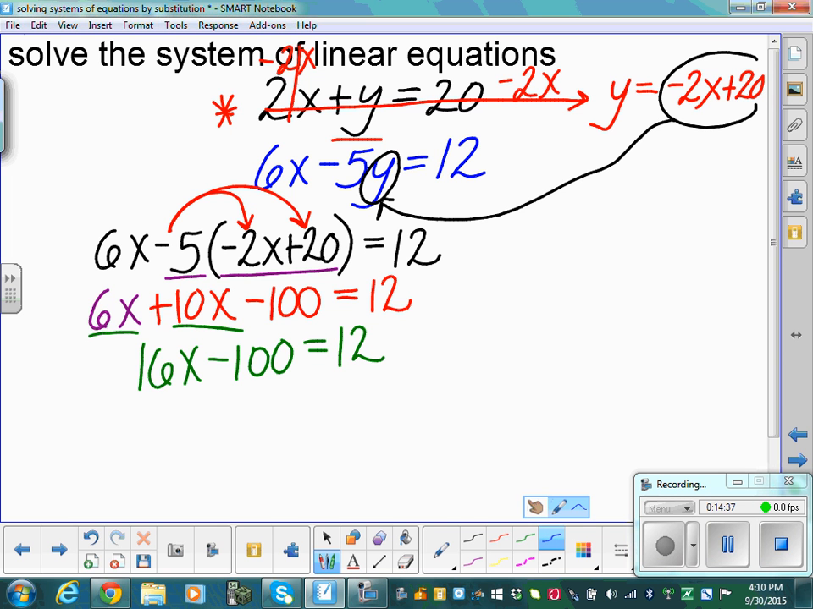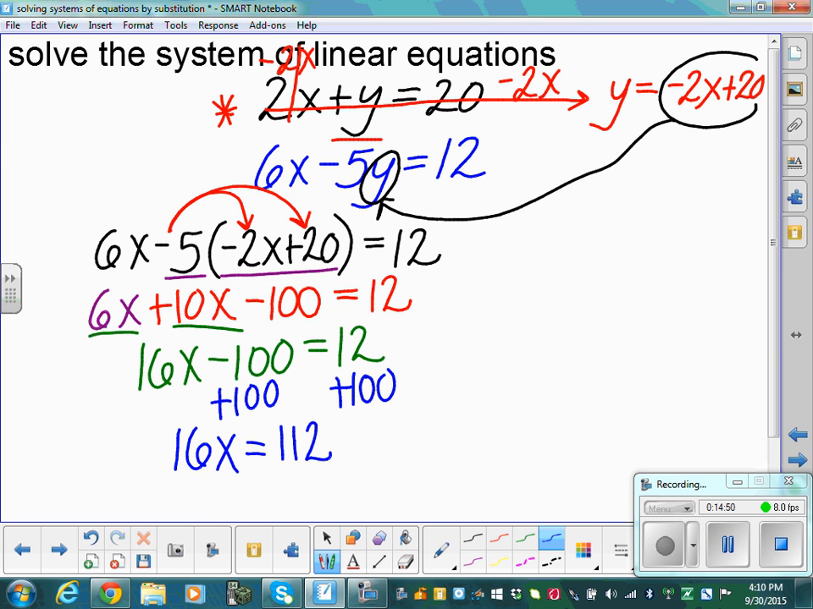And now from here, our goal is to get x all by itself. I'm going to add 100 to both sides. So that leaves me with 16x is equal to 112. Then from here, we're almost finished. Divide both sides by 16. And that gives us x is equal to 112 divided by 16, and we get 7. All right, we solved for x.